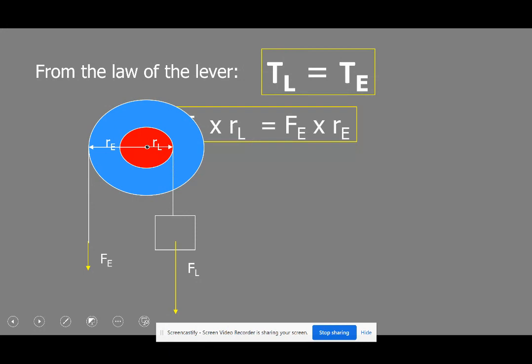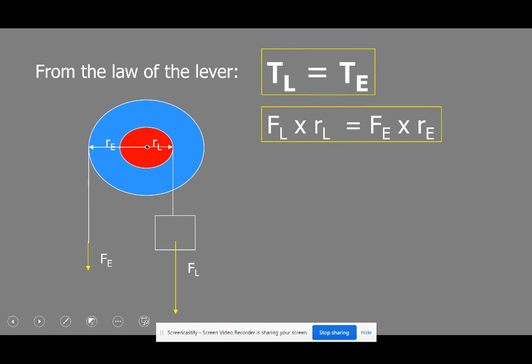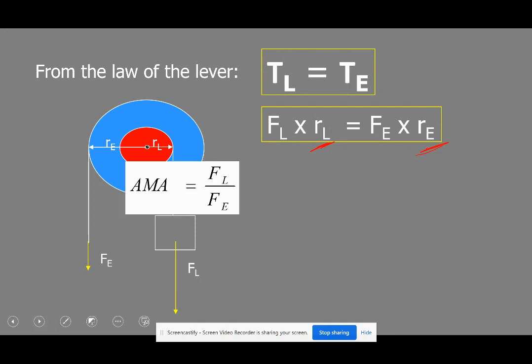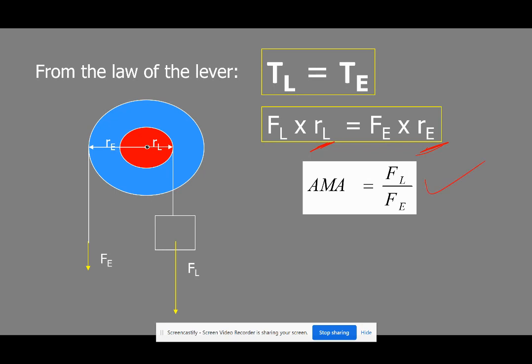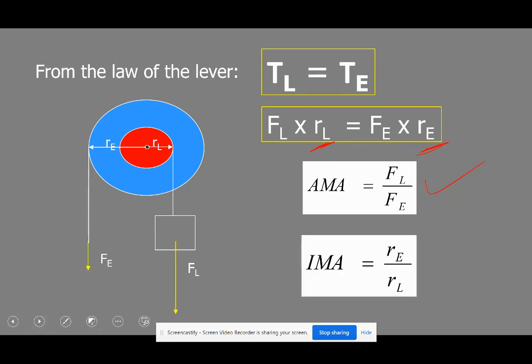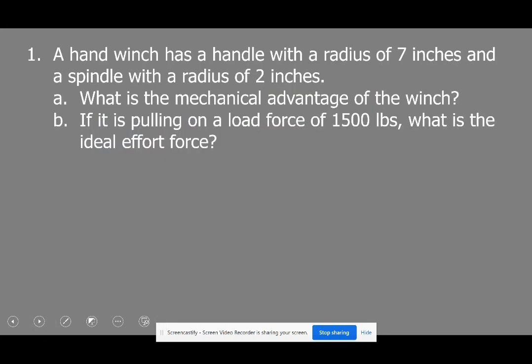That's the same diagram as before, except instead of distances, notice now we have radii. Load radius, effort radius. Our AMA formula is the same because, like last time, it's the same for all machines. And now our IMA formula is effort radius over load radius instead of effort distance over load distance. All that's left to do is some examples. This should be a real quick one.